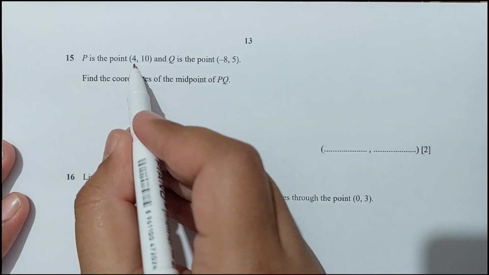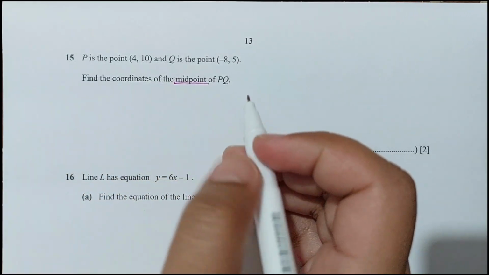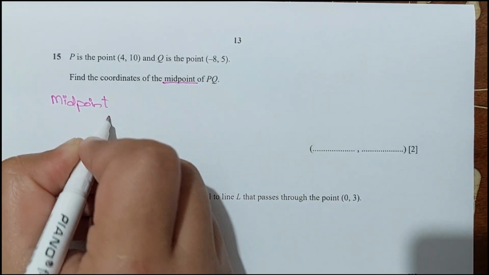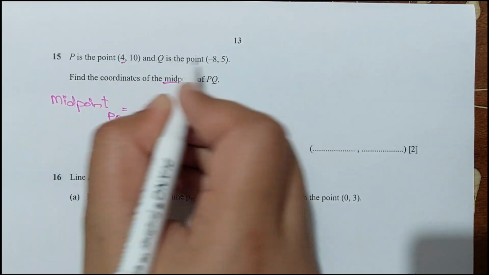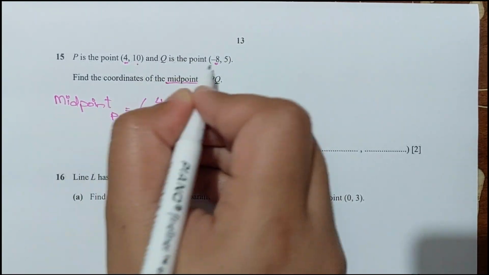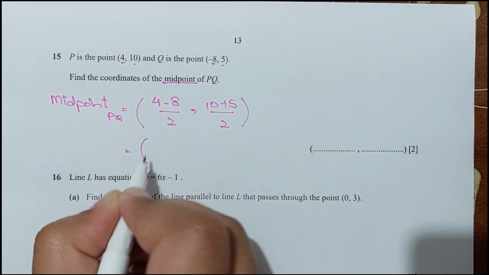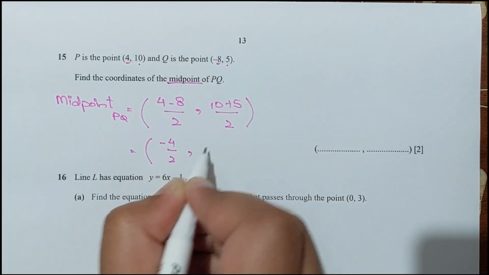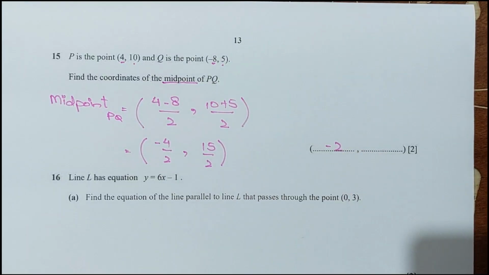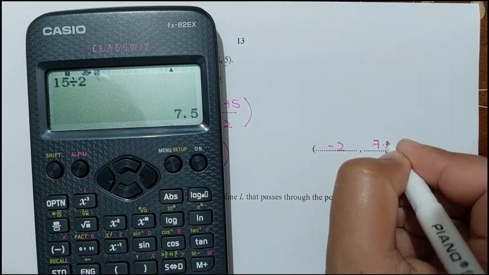Question number 15. P is the point (4, 10), Q is the point (-8, 5). Find the coordinates of the midpoint of PQ. So the midpoint of PQ has a formula: adding the x components and dividing by 2. 4 minus 8 divided by 2, comma, add up the y components which are 10 and 5 and divide by 2. Here the midpoint would be -4 by 2 and 15 by 2. So this is -2, and what is 15 by 2? I guess 7.5. Yes, it's 7.5. This is the midpoint.